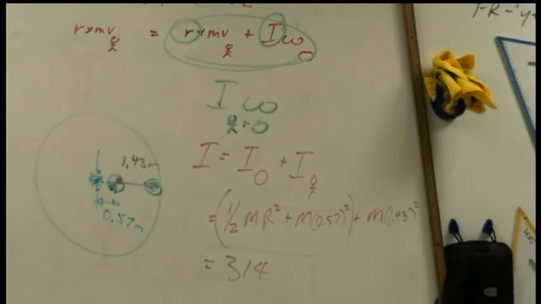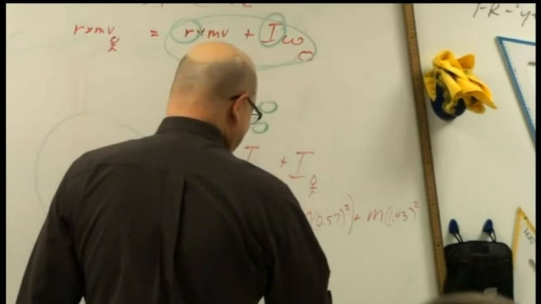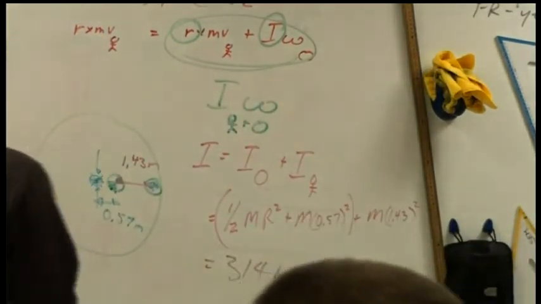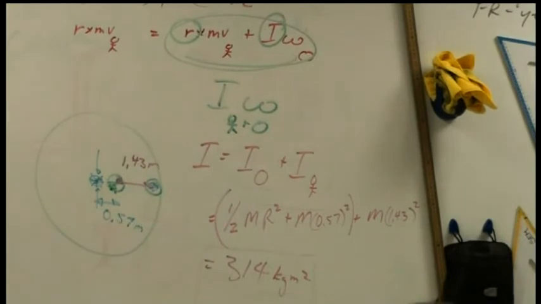No, 3.14. I tried 0.5 times 100 times 3 squared, plus 100 times 0.57 squared, plus 40 times 1.43 squared. I get 314. It's pi, it's 100 pi, kilograms meters squared. 100 pi.